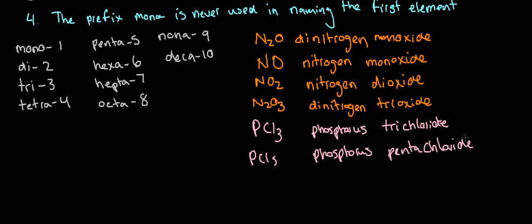And that's all there really is to this. It's not very complicated. It's pretty simple. The key is just to not get confused between ionic naming and covalent names. And the easiest way to distinguish the two is that ionic compounds have metals in them, and covalent compounds are two nonmetals.